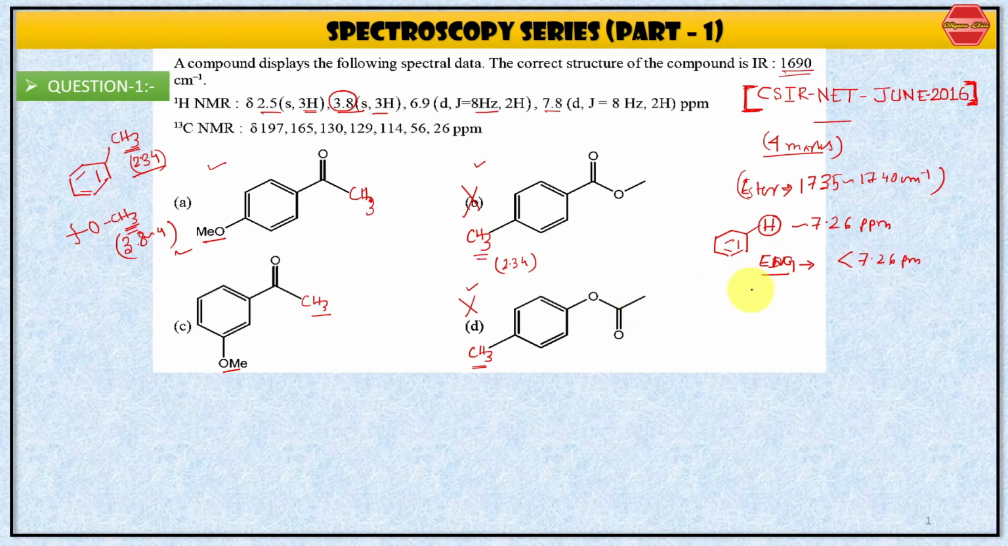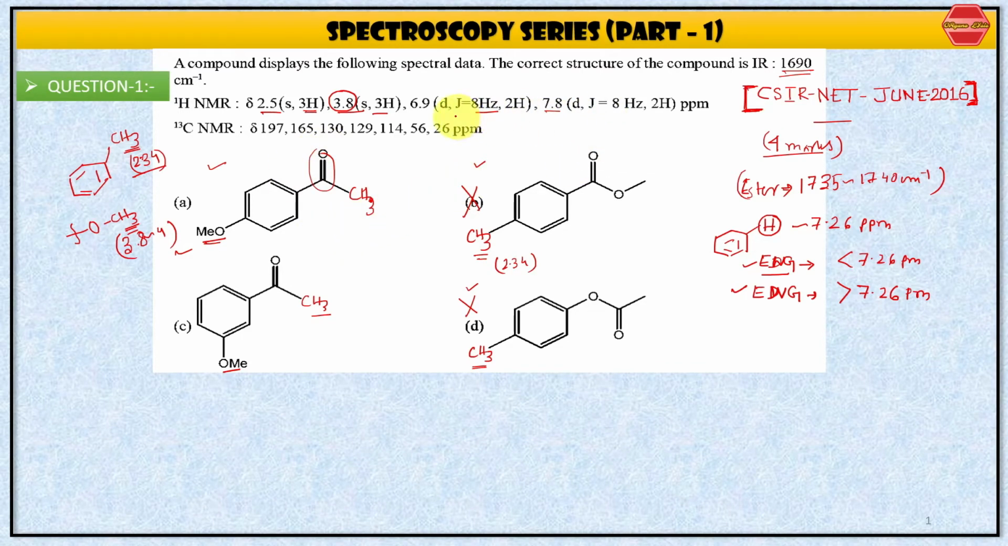And if the compound contains an electron withdrawing group, the compound shows the 1H NMR proton beyond 7.26, that is downfield from the 7.26 value, right? So we need to find whether this compound contains the electron donating group or the electron withdrawing group. This compound contains both: this is your electron donating group and this is your electron withdrawing group, that is a ketone attached to this compound.